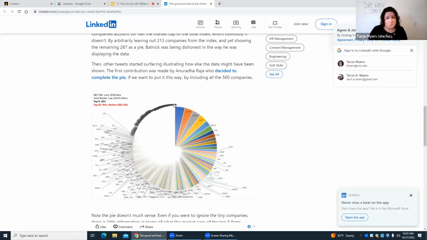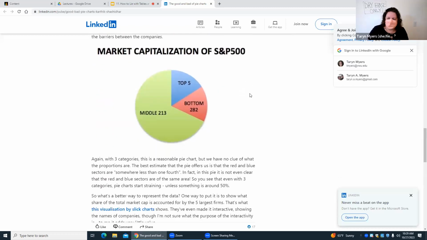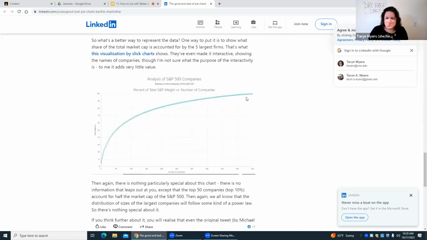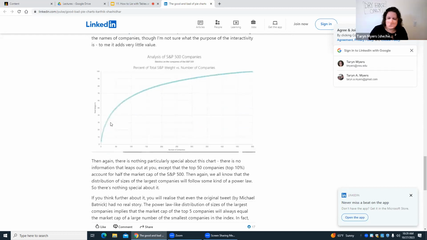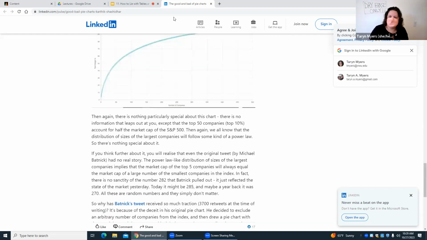And these get ridiculous. You could also do something like this, right? Where the top 5 have this percentage, the bottom 282 have this percentage, and here's the middle 213. Again, maybe show you something good there. Maybe you can make a line graph. And so I think that was really interesting to think about things that initially look good, and then you look at the data behind them.